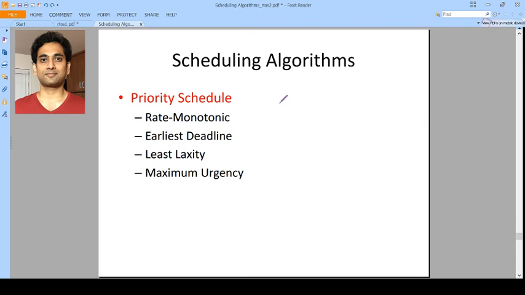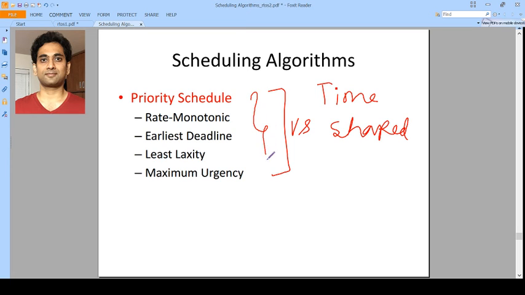So we looked at time shared scheduling algorithms. Now, scheduling algorithms can also be based on certain priority schedule, and scheduling algorithms based on priority schedule can be rate monotonic, earliest deadline, least laxity, or maximum urgency. Let's try to look at these scheduling algorithms.